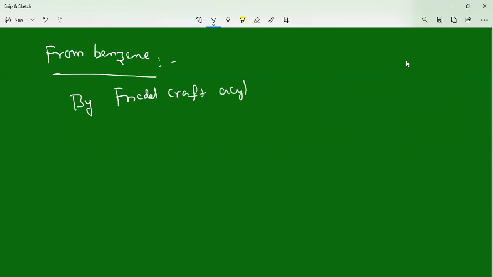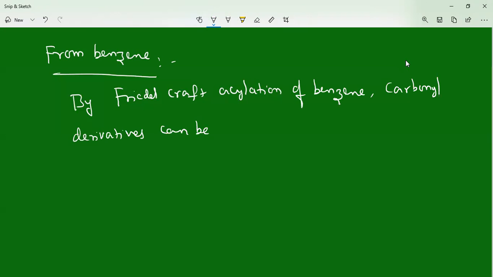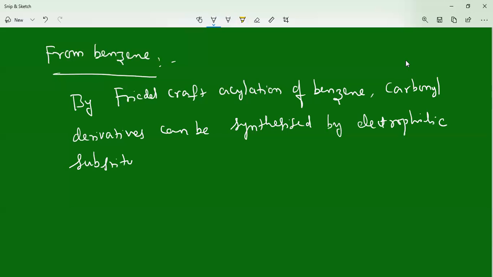Friedel-Crafts acylation of benzene. Carbonyl derivatives can be synthesized. The method is called an electrophilic substitution reaction.